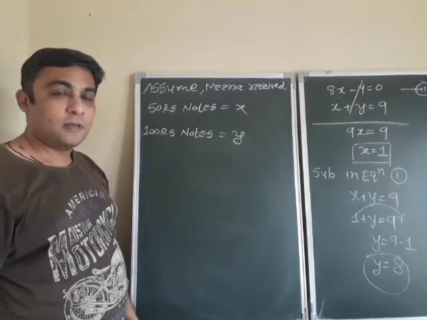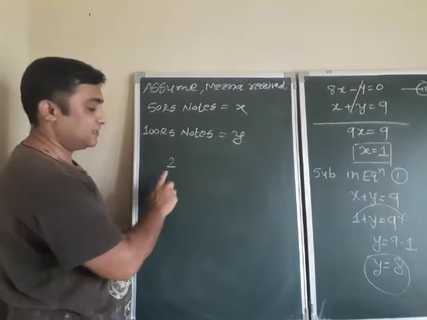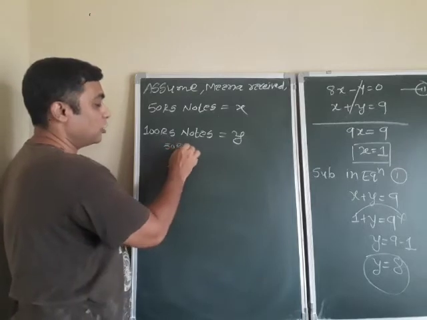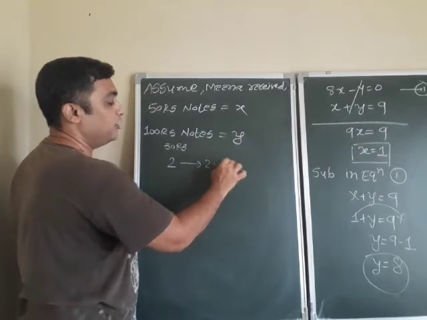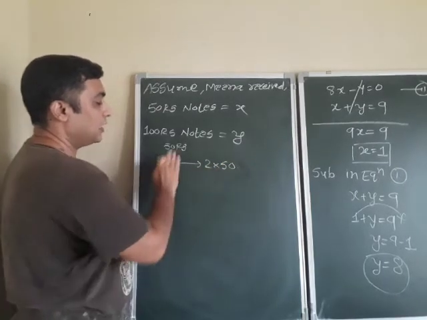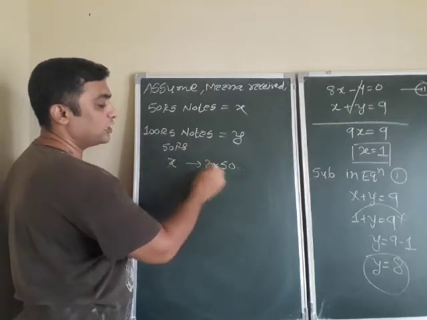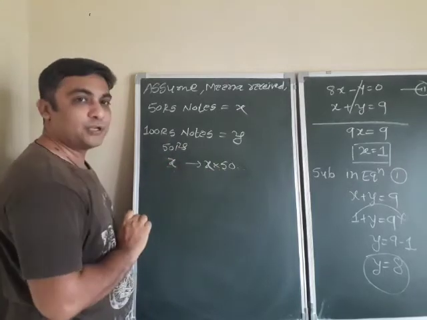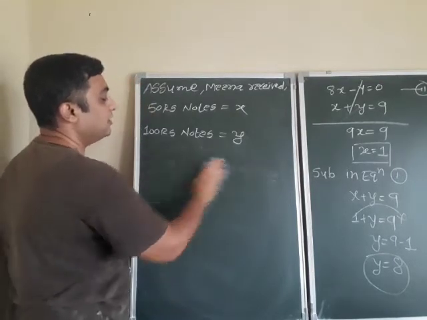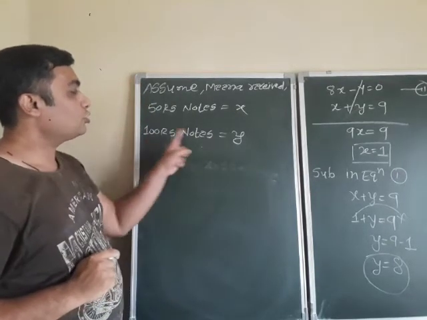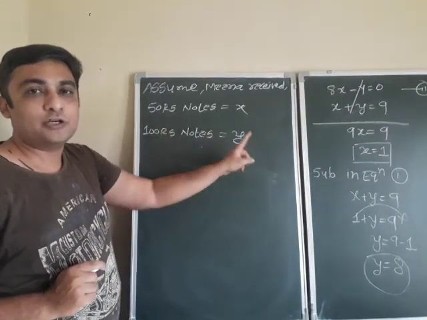Is that clear? Now see, let me give a simple example. If you have 2 notes of 50 rupees, what will be the total amount? 2 into 50. If you have x notes of 50 rupees, then the total amount will be x into 50 rupees, which means 50x rupees. Similarly for 100 rupees, if you have y notes of 100 rupees, then the total amount is 100 into y.